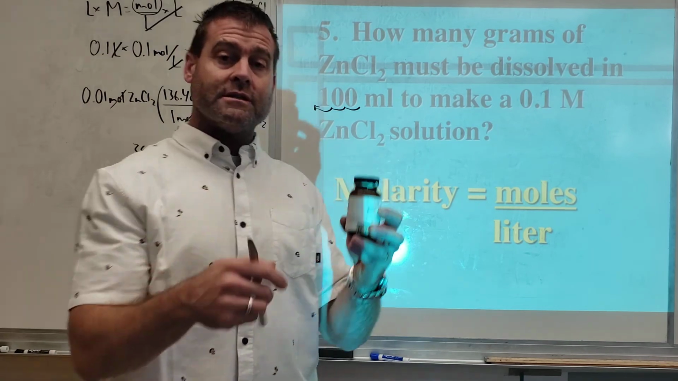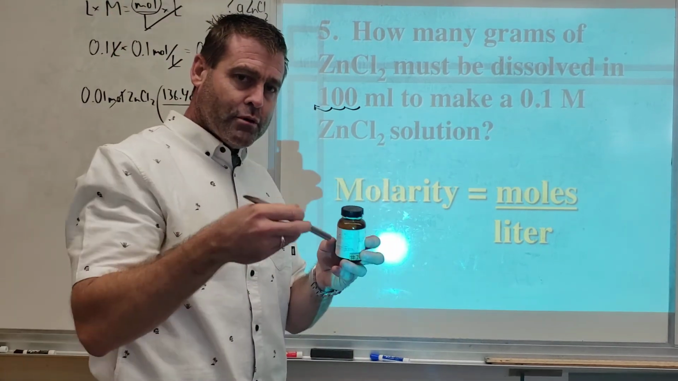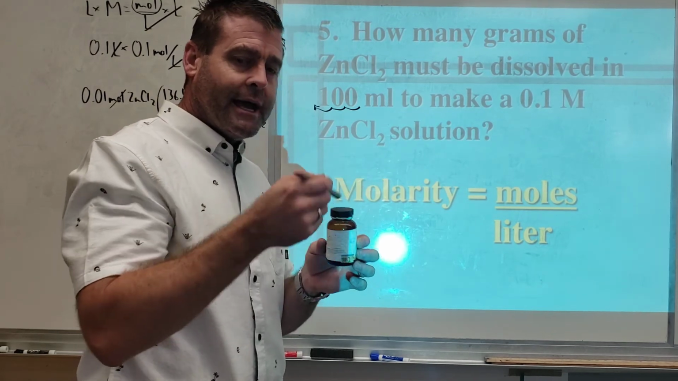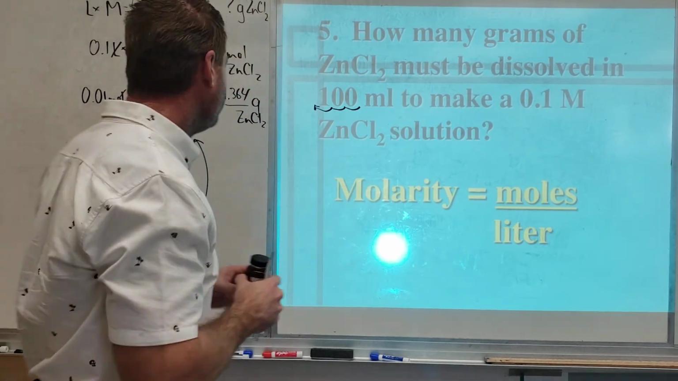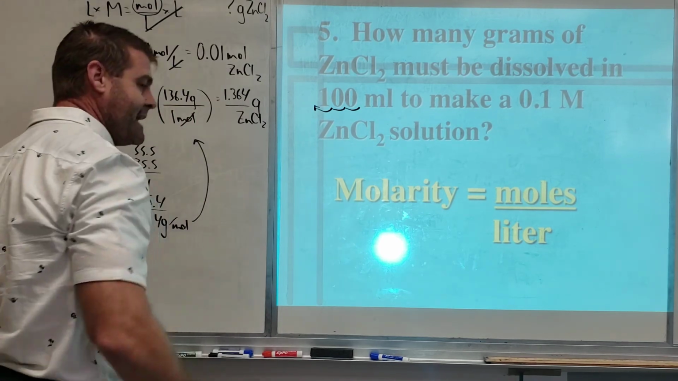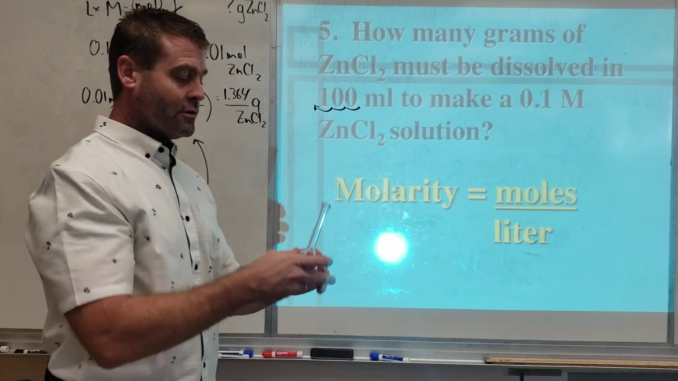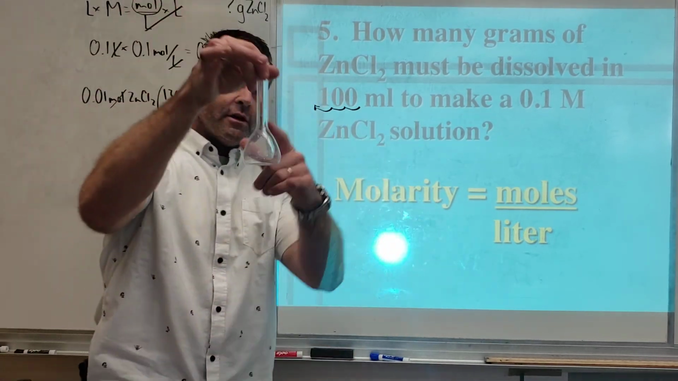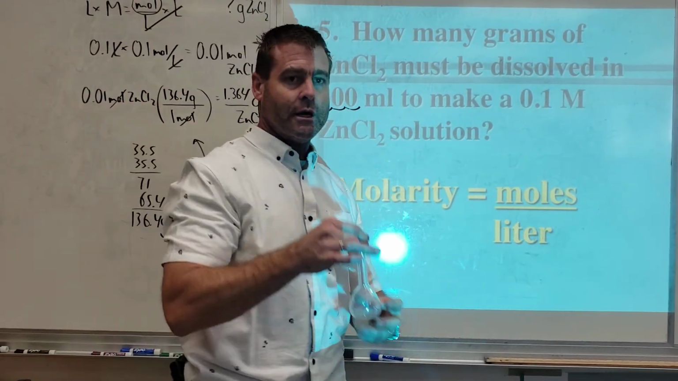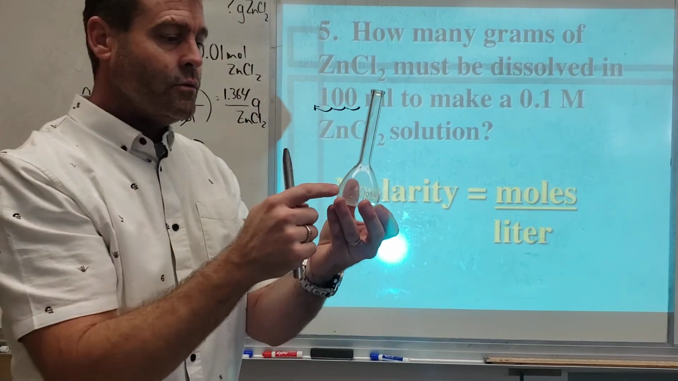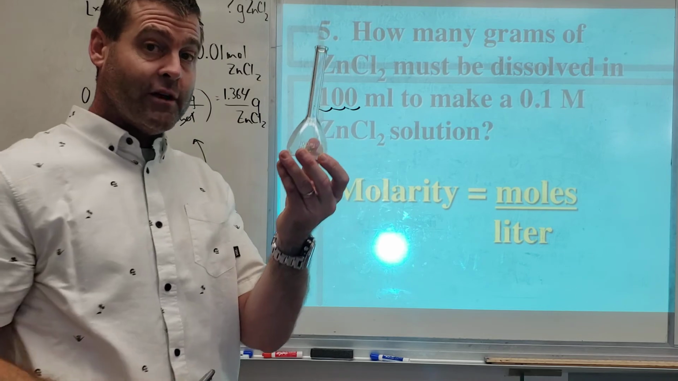I would have a weigh tray, and I would proceed to take zinc chloride with my spatula and put it on the weigh tray until that electronic scale read 1.364. Then I would take that 1.364 grams of zinc chloride. You guys remember what we do? I would get a volumetric flask. How big a volumetric flask do I need? A 100 milliliter one. I would put that 1.364 grams of zinc chloride into my volumetric flask.